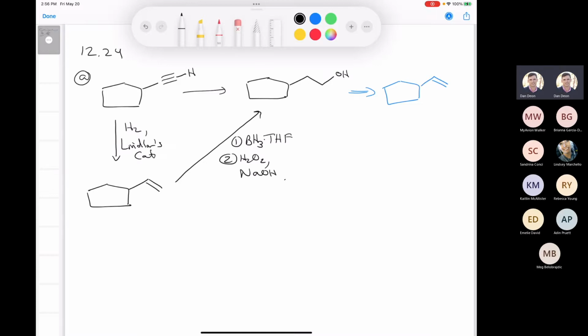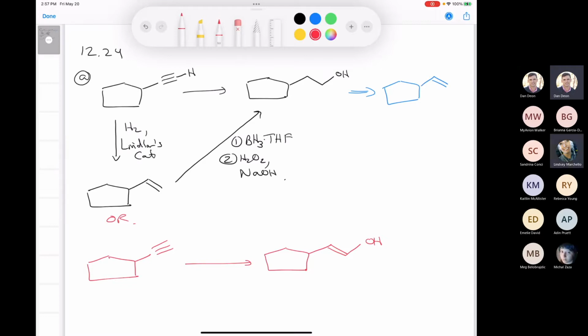Could anybody tell me what the first step of anti-Markovnikov water across the triple bond is? Like if I took this compound, I've got the triple bond here, and I wanted to make this compound, where I do anti-Markovnikov of water across the triple bond. I can't see if you're writing in the chat or not, but could anybody unmute their mic and tell me a way to do that? Okay. Anybody there? Yeah, I can hear you, but I don't know.